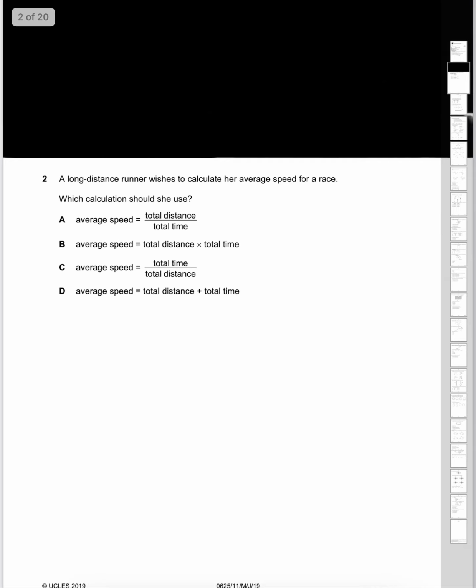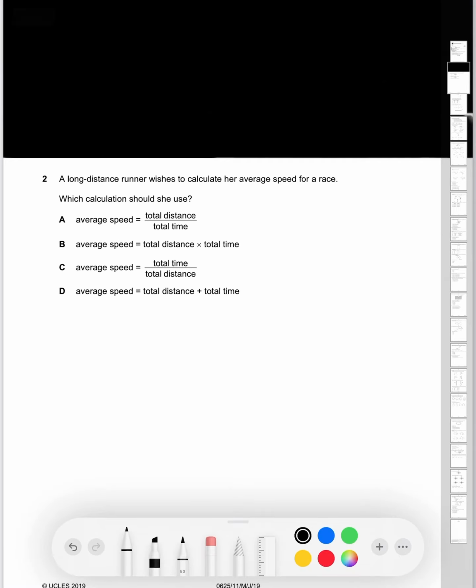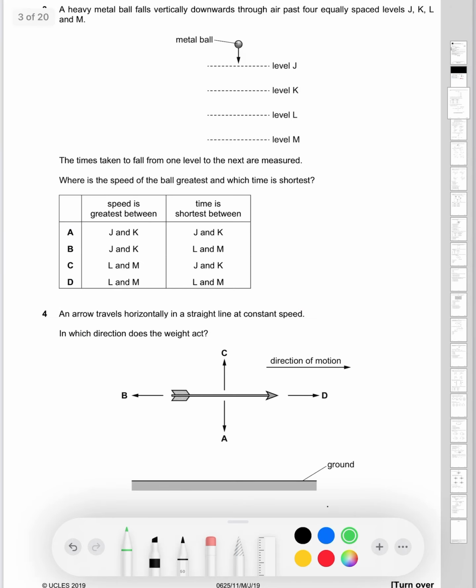Alright, now a long distance runner wishes to calculate her average speed for a race. Which calculation should she use? So you're trying to calculate the average speed. Now, if you remember from this triangle that we drew, we know that distance is speed multiplied by time. So if you're trying to figure out the speed, you could say the average speed is equal to the distance over time, right? Which would rule out choice C, choice D, and choice B, leaving us only choice A as the correct answer. Total distance over the total time.